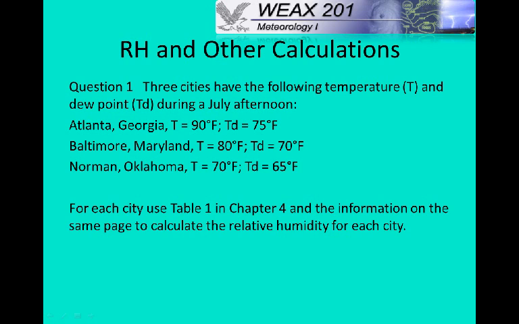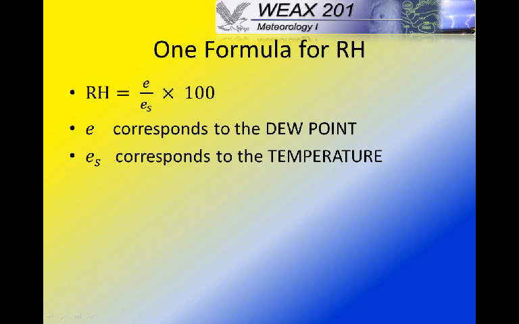In this question, they gave you the temperature and the dew point for 3 cities in the United States. The question asks you to use Table 1 of Chapter 4 in your book to calculate the relative humidity for each of these cities. The formula that we'll use in this problem is that the relative humidity equals E over E sub S, which is the vapor pressure divided by the saturation vapor pressure, times 100.